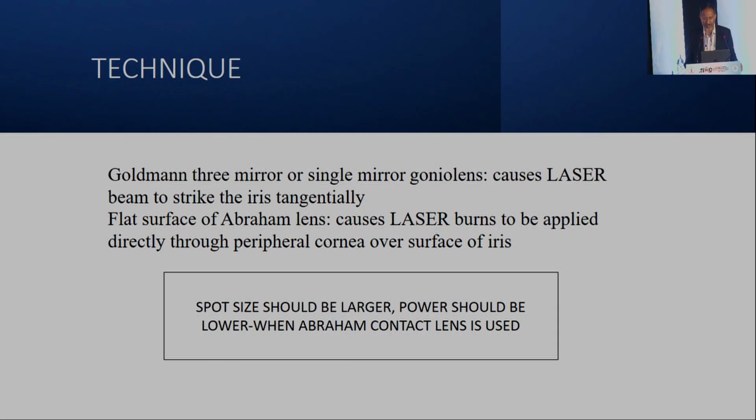You can also use a Goldmann 3-mirror or a single mirror gonioscopy lens, which causes the laser beam to strike tangentially. Or you could use a flat-surface Abraham lens, which causes the laser burn to be applied directly through the peripheral cornea over the surface of the iris. If you use the Abraham lens, the spot size will be larger and the power will be lower.